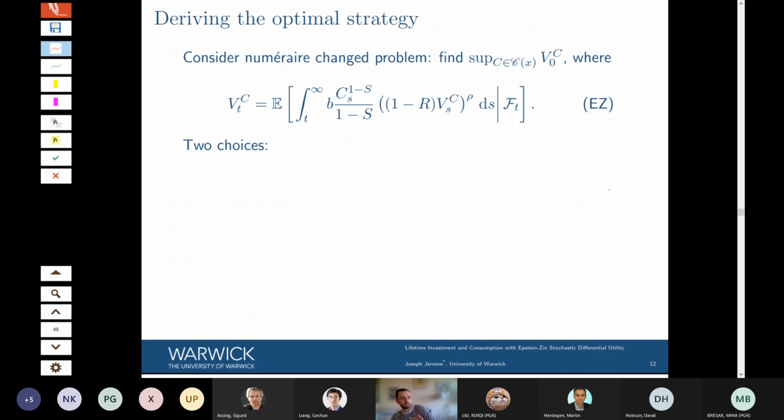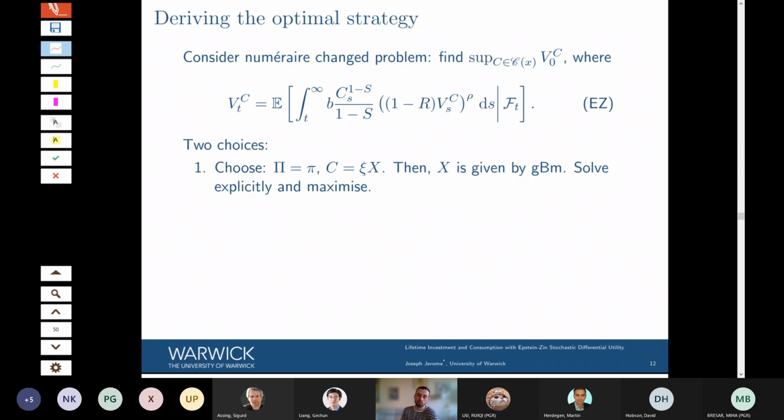To derive the optimal strategy, I'm not going to do this because of time pressures. There are loads of choices, but two that you could go for. One would be to choose a constant proportional investment strategy and a constant proportional consumption strategy. So you invest a constant pi in the risky asset, and you consume a constant proportion of your wealth. Then your wealth process ends up being geometric Brownian motion, and you can solve this explicitly because C is equal to some geometric Brownian motion. And you just maximize that.